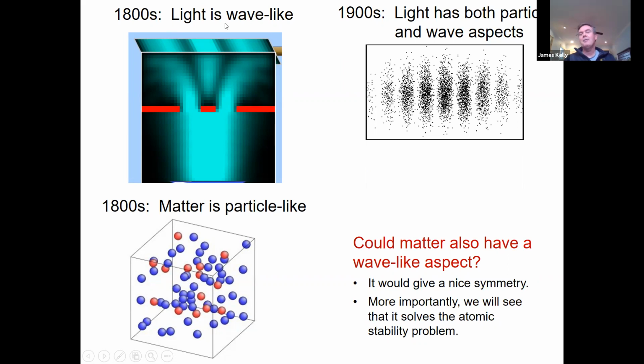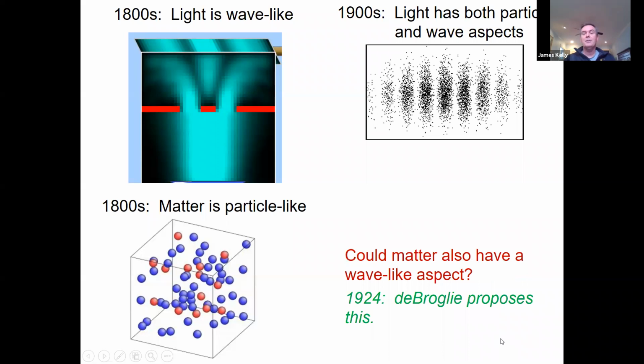And so the question we want to address now is, hey, there would be a nice symmetry since light is both wave-like and particle-like. Wouldn't it be nice if matter were both particle-like and wave-like too? Would give a nice symmetry, but it also might solve that atomic stability problem, the stability problems we mentioned at the beginning of the course.